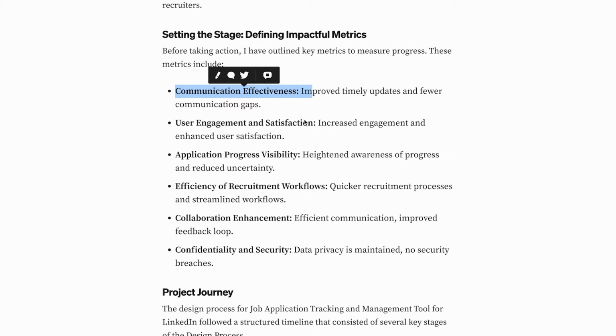Now, let's look at a couple of others. User engagement and satisfaction. Why? Increased engagement and enhanced user satisfaction. Enhanced user satisfaction is fine. But why increase engagement? Engagement of what? Of using LinkedIn? And why engagement? Engagement is basically how much time people are spending on a particular platform. Why do you want to measure that? Maybe that is the right metric, but you haven't told me why it is the right metric. How am I able to validate if this is the right metric? And how are you going to measure enhanced customer satisfaction?